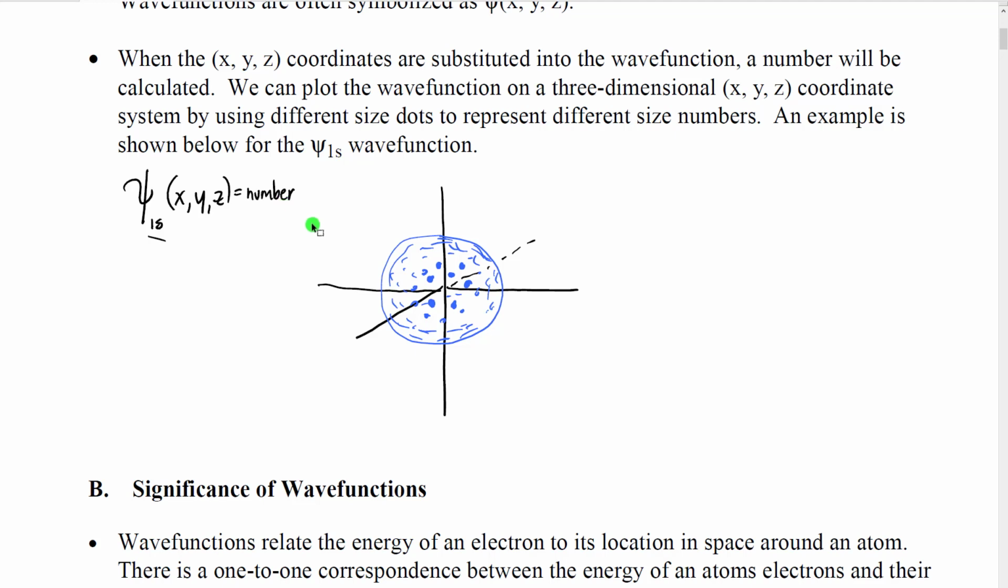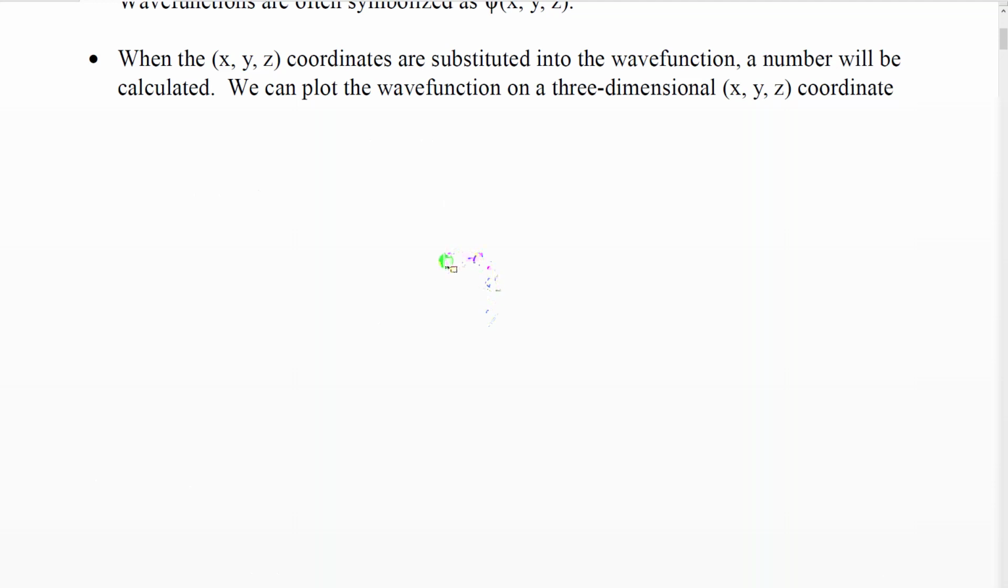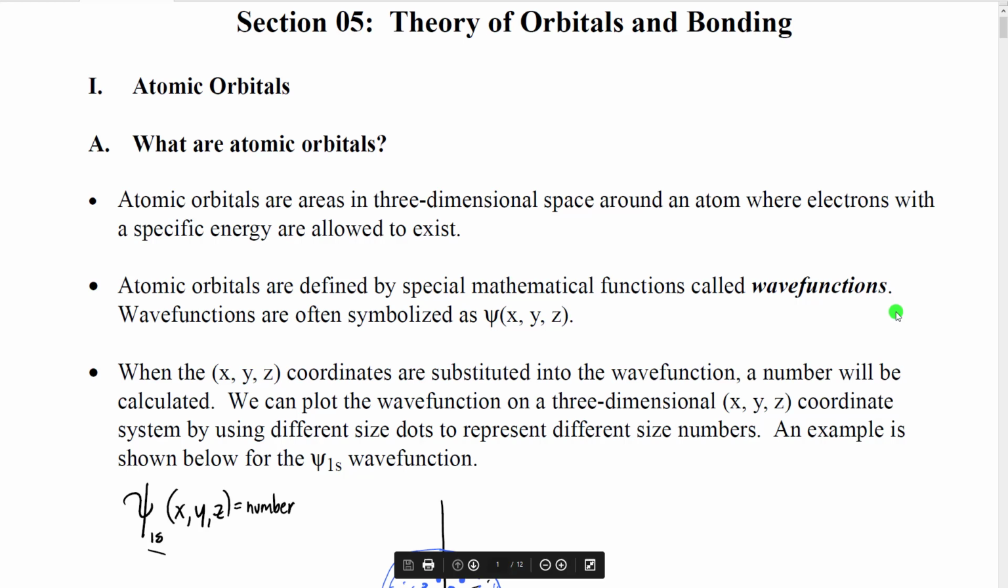What they then did was they plotted those numbers on 3-dimensional space using dots of different size to represent the size of this number. The location would represent the x, y, z numbers. And when they plotted those numbers out, what they got was a shape that was sort of like a cloud in a way. Parts of it were much darker because the numbers were bigger, and parts of it were less dark because the numbers were smaller. But the overall cloud would have sort of a shape.